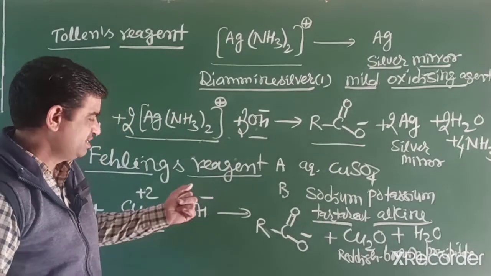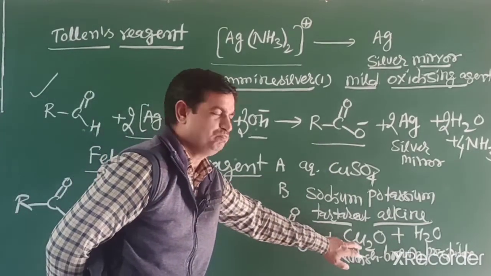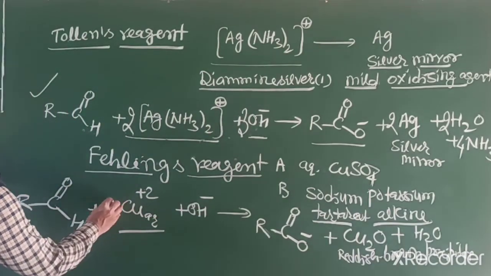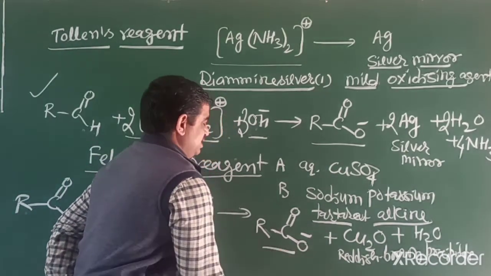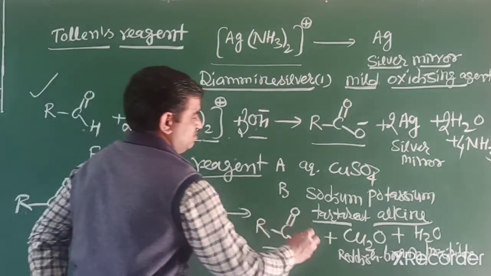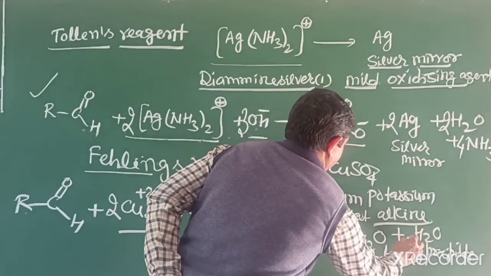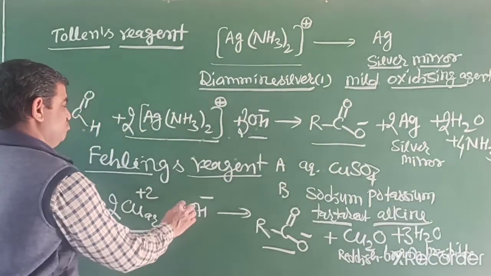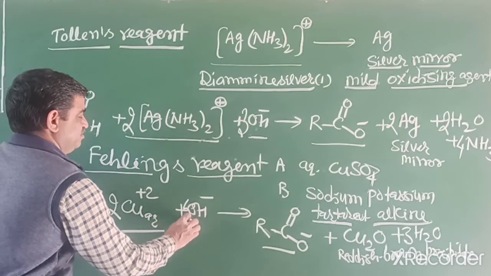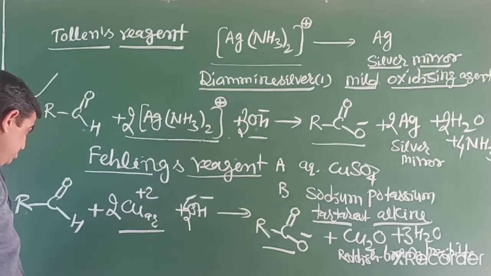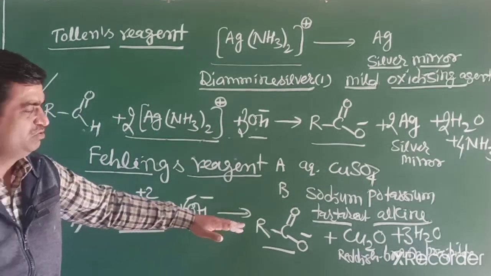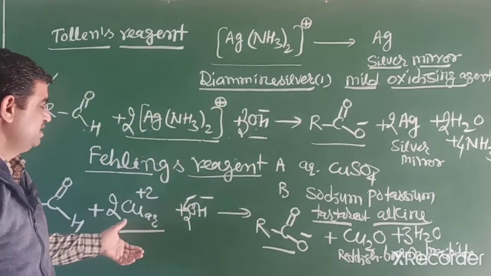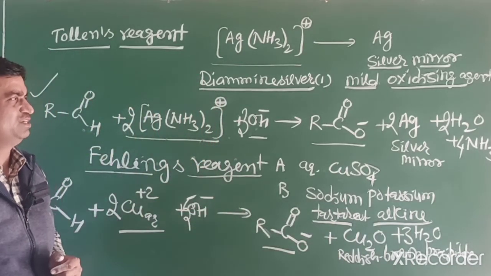If you balance, then again how can you remember? This one is cuprous oxide, meaning copper 2, so you write here 2 cupric ion, and aldehyde changes into the carboxylic acid side. So balance this reaction. Further you can write 3 and 5 moles of OH ion. In this way, students, you can learn that in Fehling's reagent the cupric ion changes into cuprous oxide, a reddish brown precipitate.